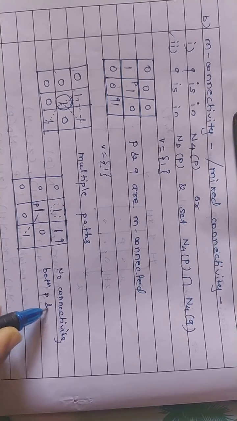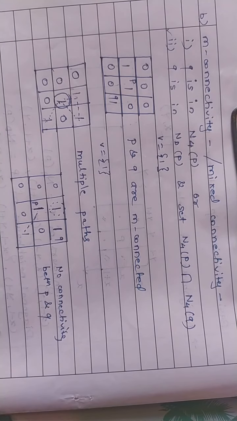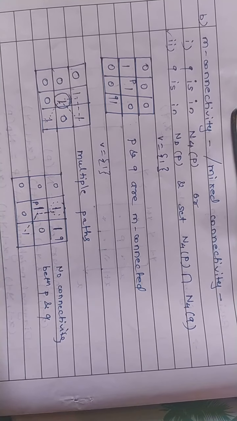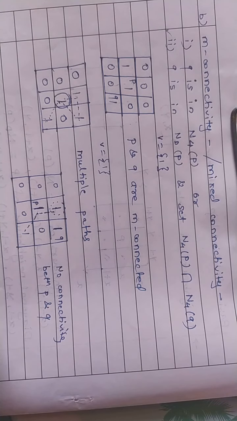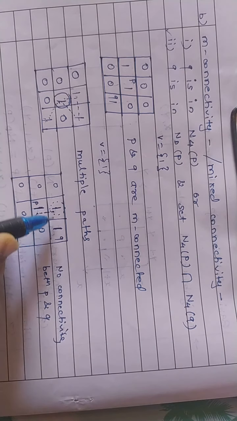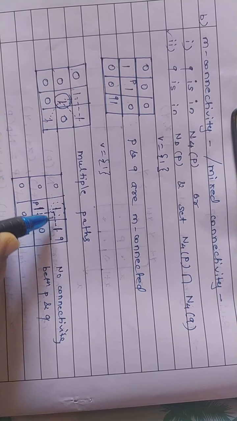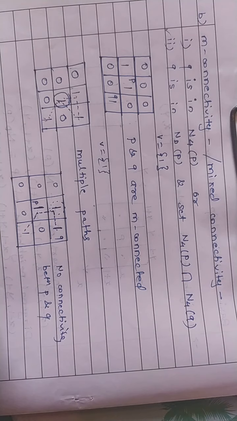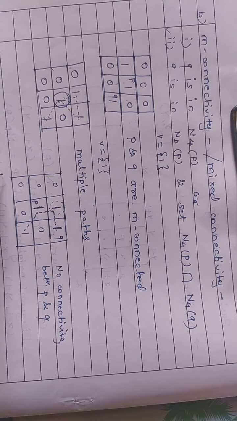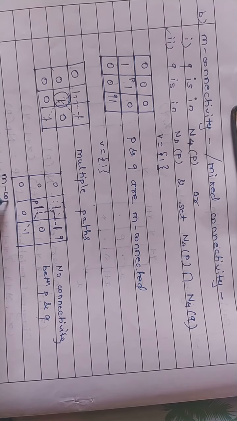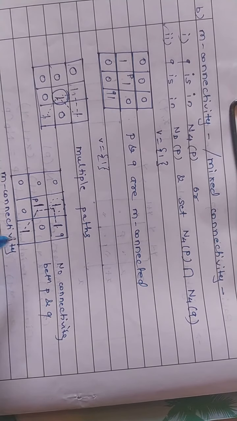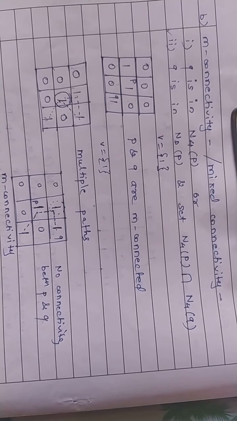between P and Q. Okay, so here what we'll do, we'll check the connectivity between these two pixels. Yes, these two pixels are connected, and the connectivity is 4 connectivity. Again these two pixels are connected and this connectivity is again 4 connectivity. So in this way we can represent the M connectivity between all the pixels of the image.